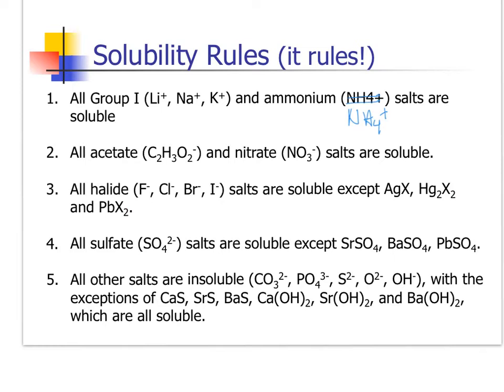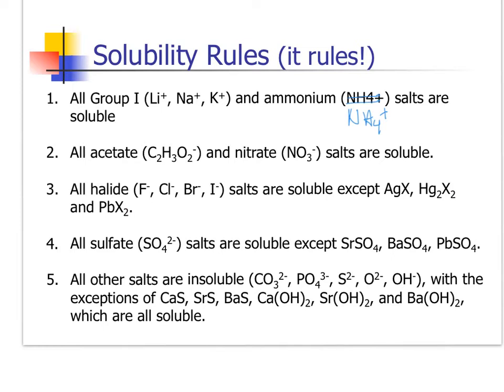Rule 4, SO4. That's how, at least, I memorize it. Sulfate salts are soluble, with the exception of strontium, barium, and lead. You could probably put mercury in on that too. However, we don't deal much with mercury in the lab, so we don't tend to have it written down in our solubility rules. Try to keep it to ones that you're going to see in the lab.